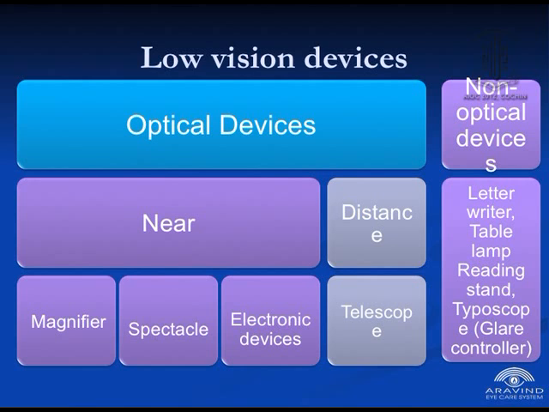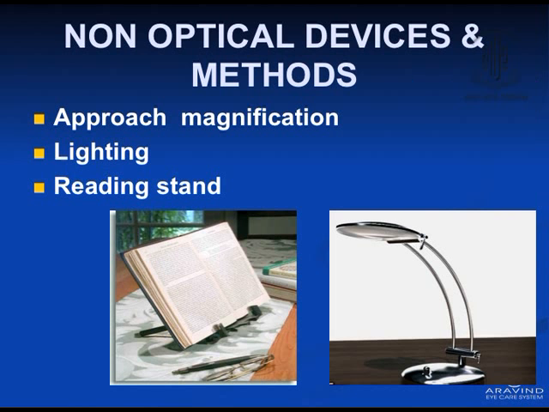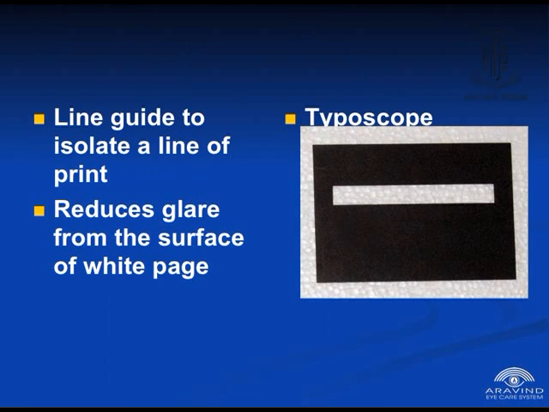These work in conjunction with simple things like approach magnification, or magnification of nearness. In an auditorium, if you sit in the front, you see better. In a classroom, if you sit in the front, you see better. Also, you need the light to fall on the reading material. For most of these patients, a reading stand will help for prolonged reading.